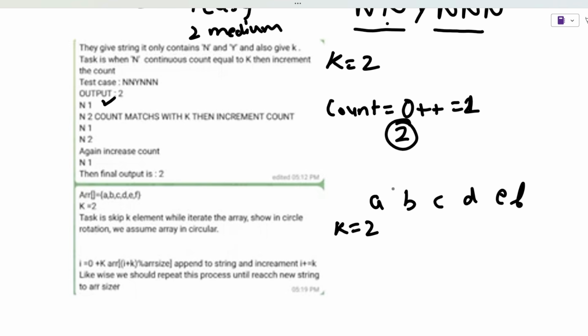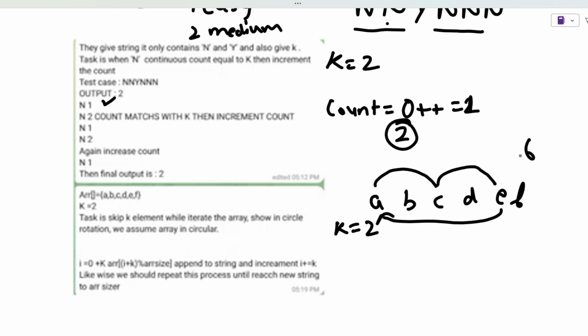So what you will do is start iterating from the 0th index and continuously jump k steps. From a you will jump to c, then from c you will jump to e. Then again, since it is a circular array, e plus 2 jumps will be a, and then again from a to c and c to e. Till when do you need to jump? Till the output string is equivalent to the input length.